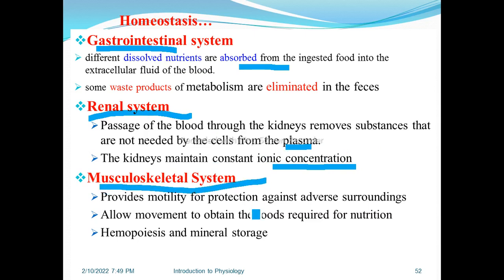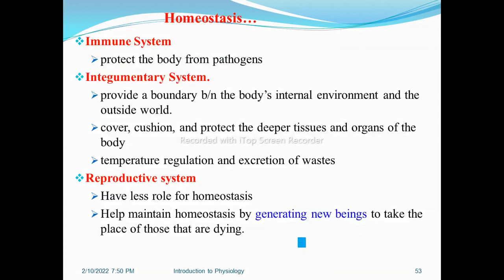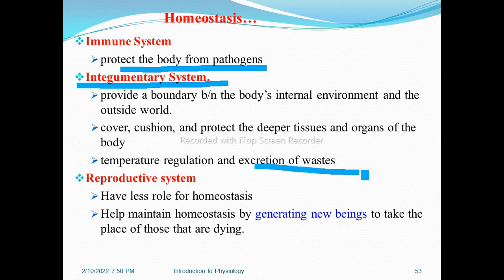The other is the musculoskeletal system. This provides smooth motility, protection against adverse surroundings, and allows movement to obtain the food required for nutrition, homeostasis and internal storage, hemopoiesis, and mineral storage. The other is the immune system, which is important for protection of the body from pathogens. The integumentary system provides a boundary between the body's internal environment and the outside world. It covers, cushions, and protects deeper tissues, and is important for temperature regulation, excretion of wastes, and protecting our body from microorganisms.